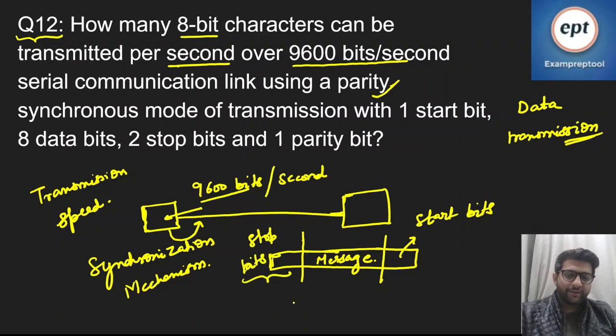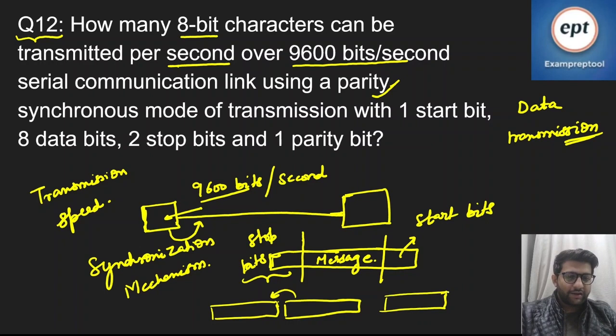Why stop bits? Because if we transmit two different messages, the receiving interface should be able to distinguish between them. If these two messages are sent one after another, there should be some mechanism for the receiving interface to know that this message was till here, and after that the second message has started.